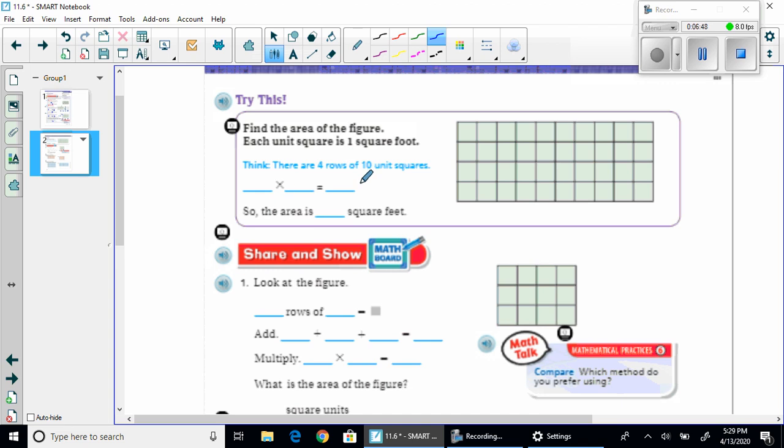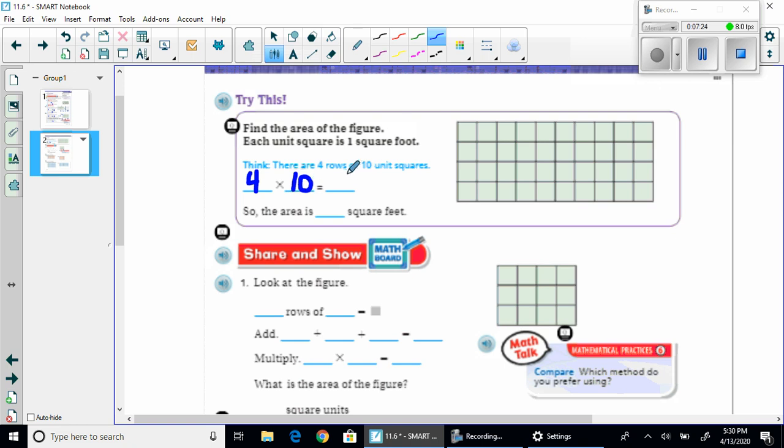All right, so first thing I'm going to do is count my rows, and I'm going to count how many are in each row. So counting my rows first. 1, 2, 3, and 4. So on this first spot here, I'm going to write 4. That is how many rows I have. Okay. My next number is going to be how many I have in each row. So 1, 2, 3, 4, 5, 6, 7, 8, 9, and 10. So my second number is going to be 10, my second factor.